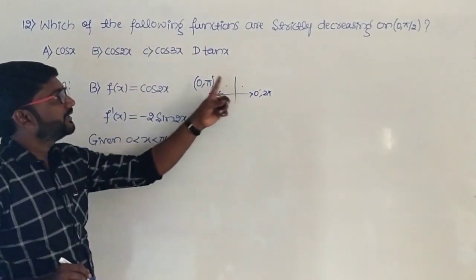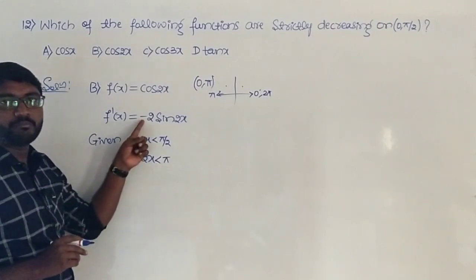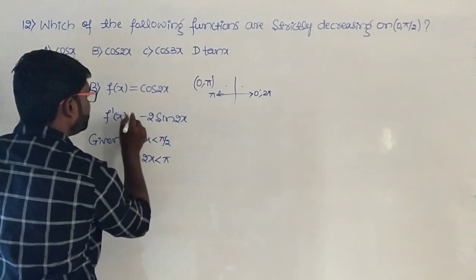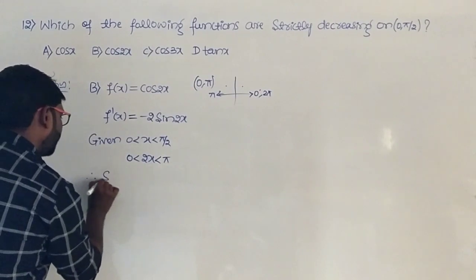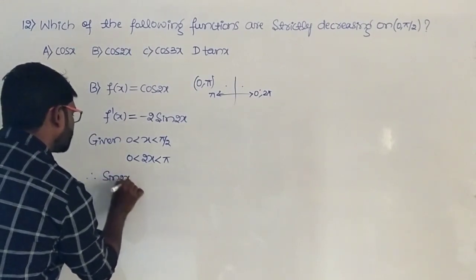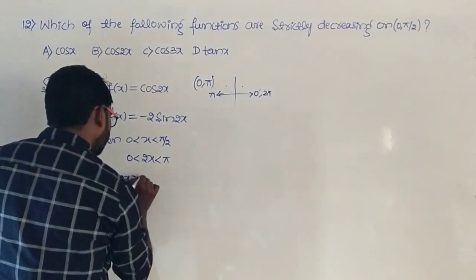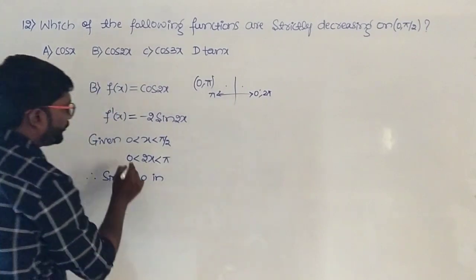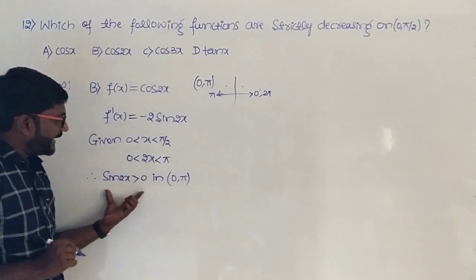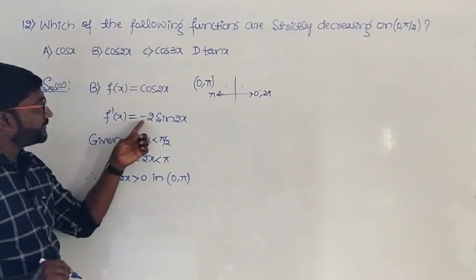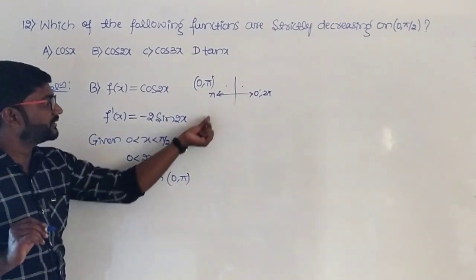In both the cases, in both the quadrants, the sine function is going to be positive, but here you have the minus sign. Therefore, sine 2x is greater than 0 in the open interval 0, pi. So sine 2x is positive, but here you have the minus sign. Minus 2 into some positive number is again negative, so it is less than 0.